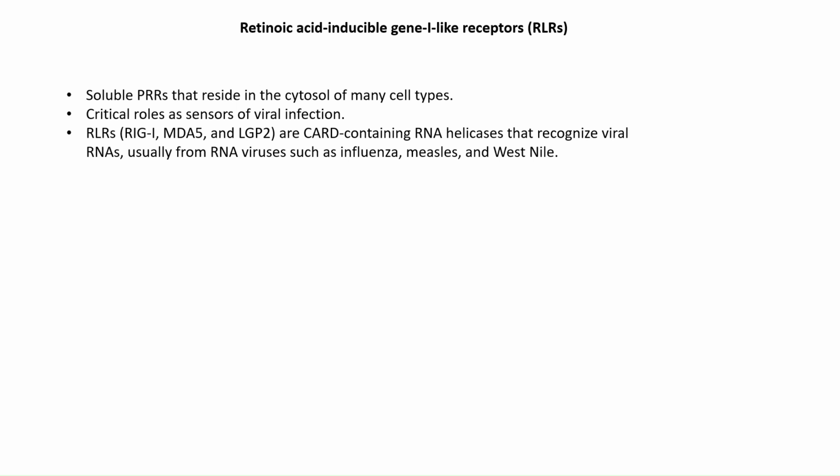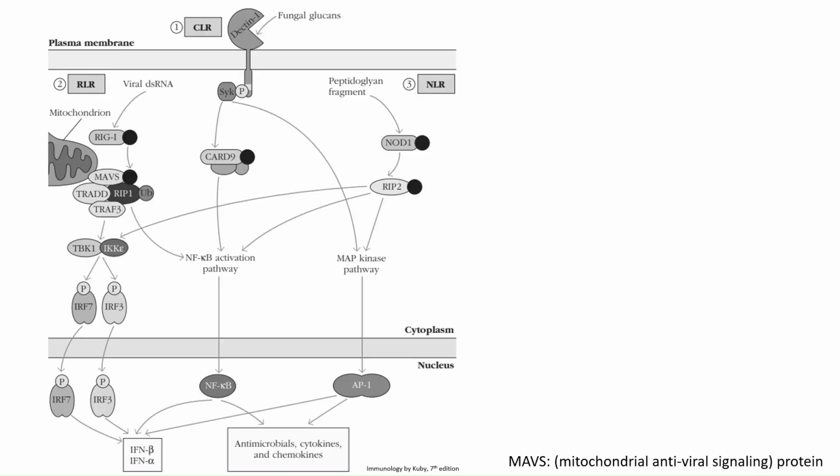So RLRs are soluble PRRs, that is pattern recognition receptors, that are found in the cytosol of many cells, and they play a critical role as sensors of viral infection. RLRs, specifically RIG-I, MDA5 and LGP2, are CARD-containing RNA helicases that recognize viral RNAs, usually from RNA viruses such as influenza, measles and West Nile.